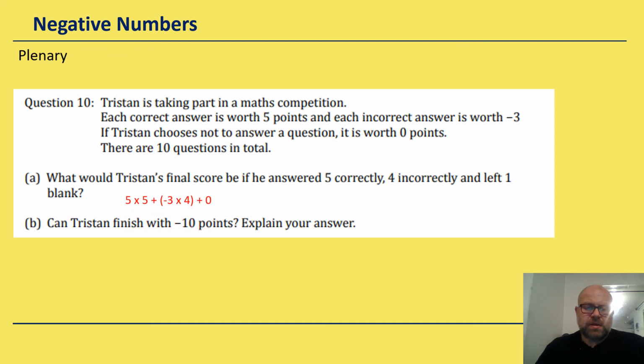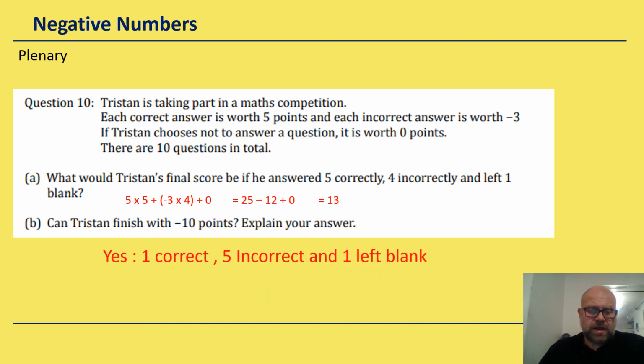Okay, so for 5 correct answers, it's 5 times 5, and then we're adding negative 3 times 4. And then that's for the 4 that you got wrong, and then we're adding 0 for the one that you left blank. So that's 25, take away 12 plus 0, so we got 13 points. So the combination to get negative 10 is 1 correct, 5 incorrect, and 1 left blank.